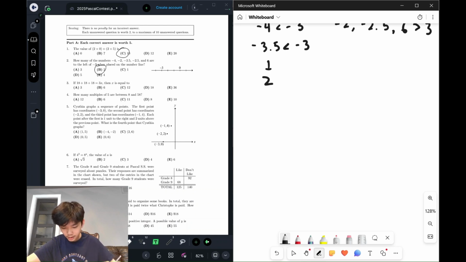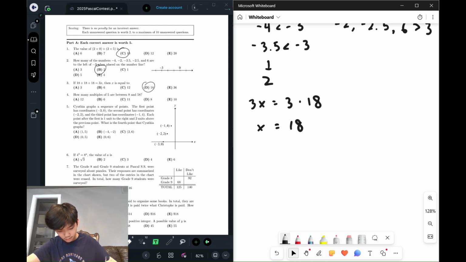Moving on, for question 3, we have 18 plus 18 plus 18 is equal to 3x. You can see that on the left-hand side we have 3 18s, on the right-hand side we have 3 x's, so 3x equals 3 times 18, so x equals 18. D.